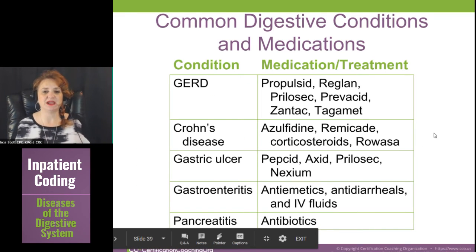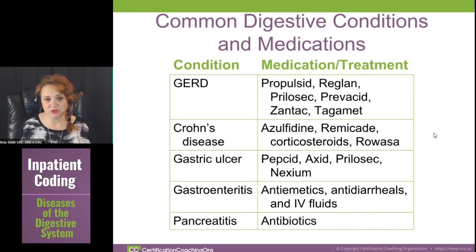Now let's talk about some of the medications that are used with these diseases we talked about. With GERD, we already talked about Prilosec, Prevacid. Zantac and Tagamet went over the counter before Prilosec and Prevacid. Reglan is a medication that doesn't reduce acid, but it slows down the peristalsis waves. And Propulsid, I'm not as familiar with that one. Crohn's disease, corticosteroids are often used because it's an inflammation, and gastric ulcers, Pepcid, Axid, Prilosec, and Nexium.